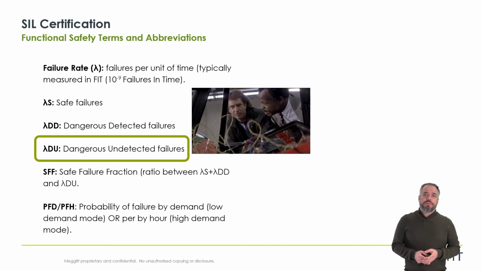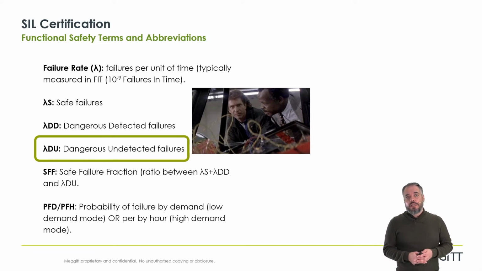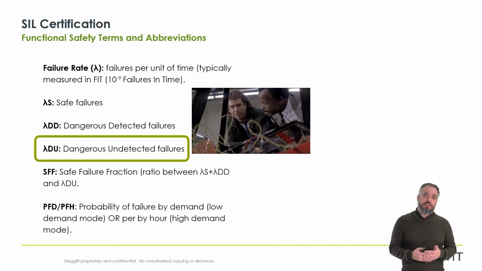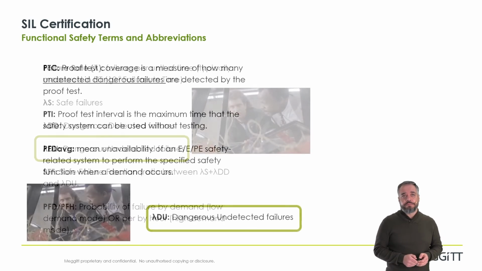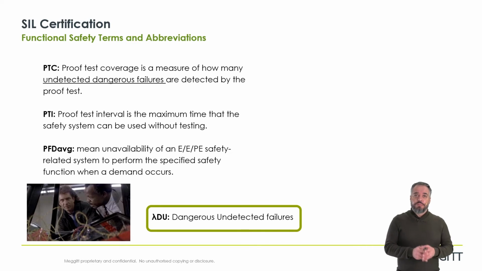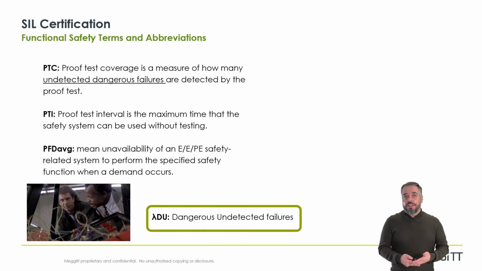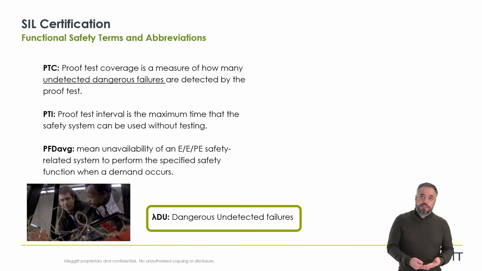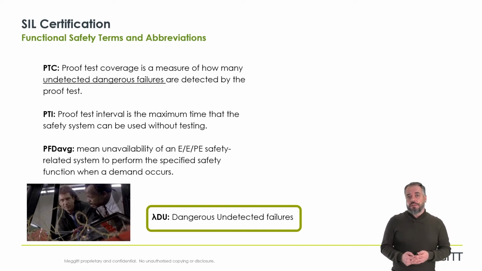Now, as we saw, there are dangerous undetected failures that can impair our safety. These failures are in fact a ticking bomb. The probability of failure increases with time, and if we don't do anything, the system will become sooner or later unsafe. Of course, functional safety takes this into account as well. The proof test coverage, PTC, will tell me how many dangerous undetected failures I can detect with a certain proof test. And the proof test interval, PTI, will tell me how often I should perform this test to maintain my average probability of failure under control.